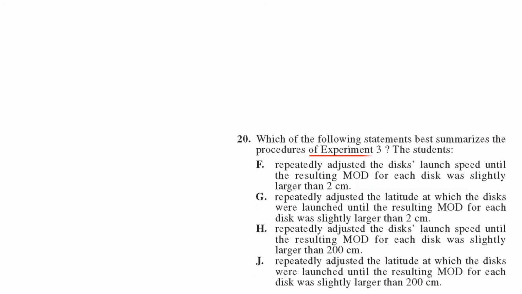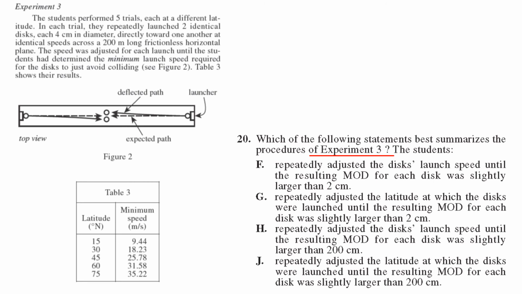Okay, this one's a little bit tricky. We're looking at experiment 3, and it says, which of the statements best summarizes the procedures? The students repeatedly adjusted the launch speed or the latitude. So they performed 5 trials at different latitudes, but they didn't repeatedly adjust the latitude. What they did was they adjusted the speed. So we can eliminate the ones that have latitude in them for adjustments. They're performing those again, but they're not adjusting the latitude. And they want the discs to just miss each other. So it was slightly larger than 2 centimeters. Just avoid colliding. So your answer has to be F. Again, that's a little bit of a tricky one.